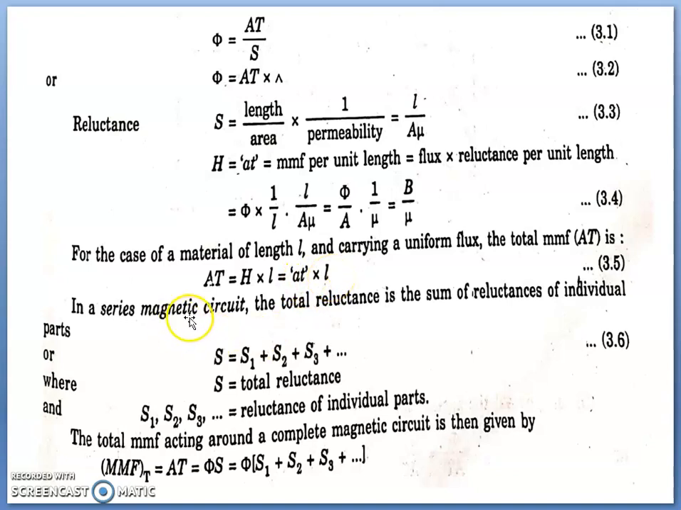How we calculate the reluctance of the magnetic circuit is based upon whether the circuit is a series magnetic circuit, a parallel magnetic circuit, or a combination of series and parallel magnetic circuit. If it is a simple series magnetic circuit, the reluctances will be added like resistances in a series electric circuit. So the reluctances will be added here in a series magnetic circuit.